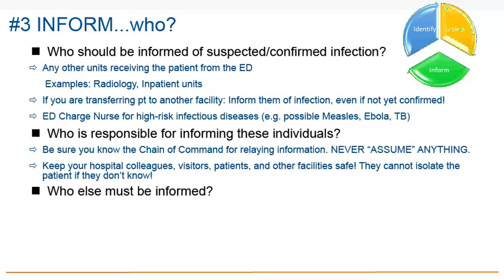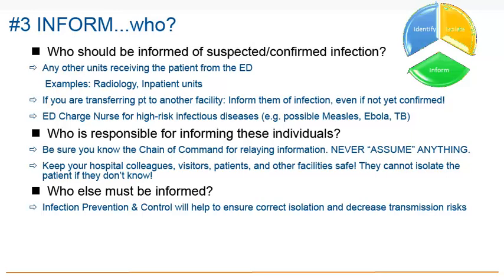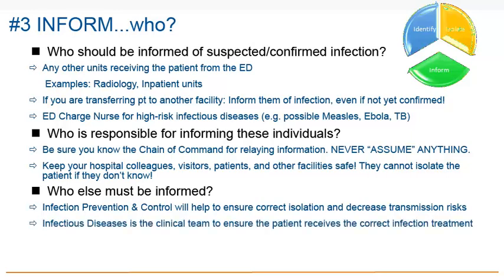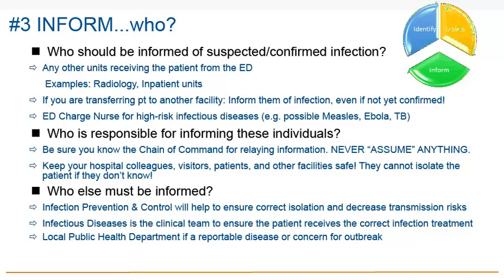Depending on the situation and the disease that you are considering, the Infection Prevention and Control Department will help ensure correct isolation and decrease transmission risks. Your clinical infectious disease team will ensure that the patient receives the correct infection treatment. And finally, your local public health department partners should be notified if the patient has a reportable disease or if you have concern for an outbreak.